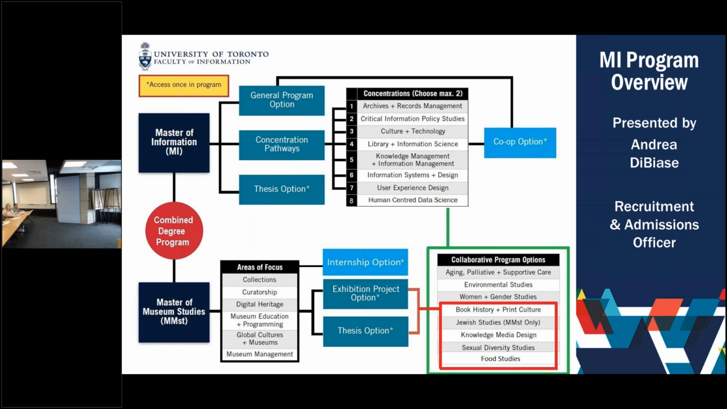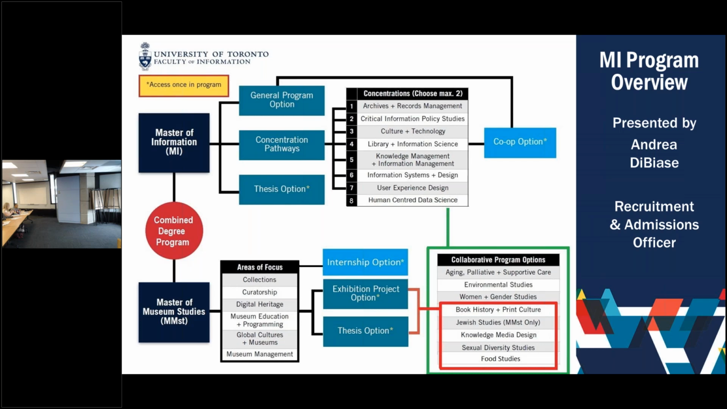With both of these programs, the MI and the Museum Studies program, we have collaborative specializations or collaborative program options. These are joint partnerships that we have with other departments at U of T. So it's just a way for you to further specialize your degree. So a lot of times what would happen is your elective courses would usually be within one of these specializations or topic areas.